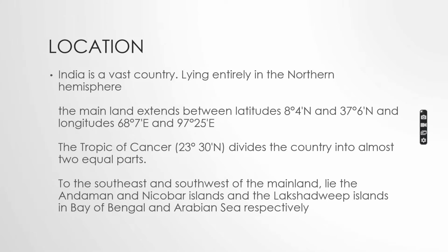Location. India is a vast country lying entirely in the northern hemisphere. The mainland extends between latitudes 8 degree 4 minute north and 37 degree 6 minute north and longitude 68 degree 7 minute east and 97 degree 25 minutes east. The Tropic of Cancer divides the country into almost two equal parts. To the southeast and southwest of the mainland lie the Andaman and Nicobar Islands and the Lakshadweep Islands in the Bay of Bengal and Arabian Sea respectively.